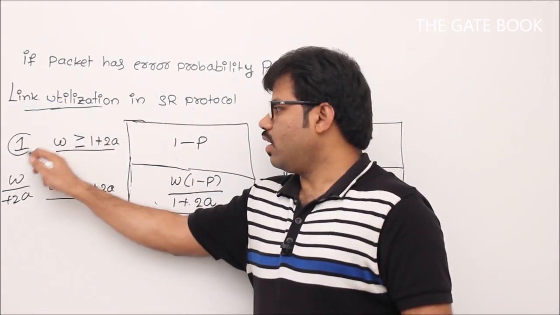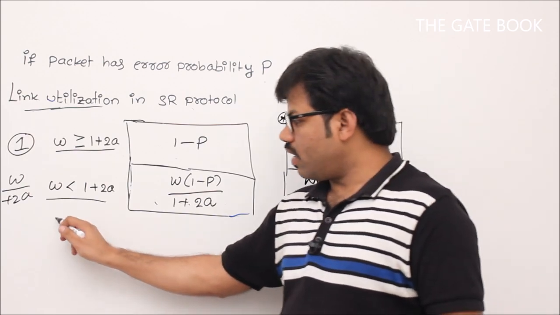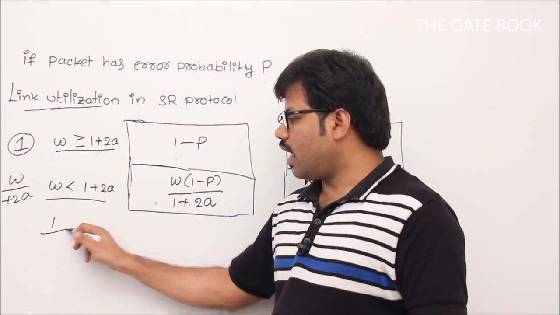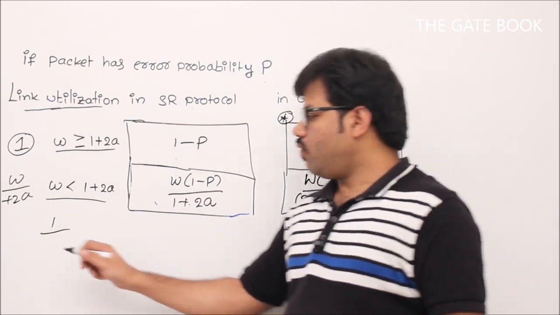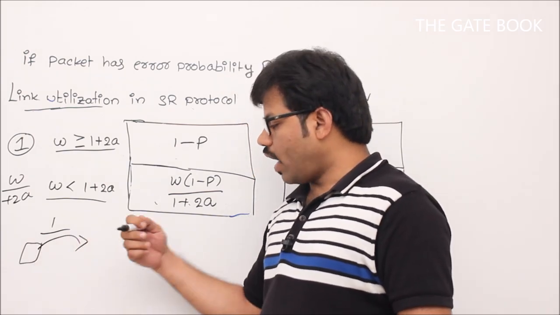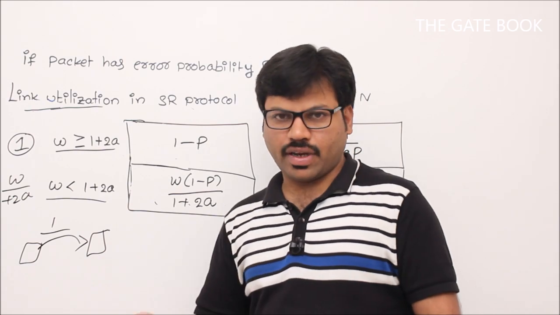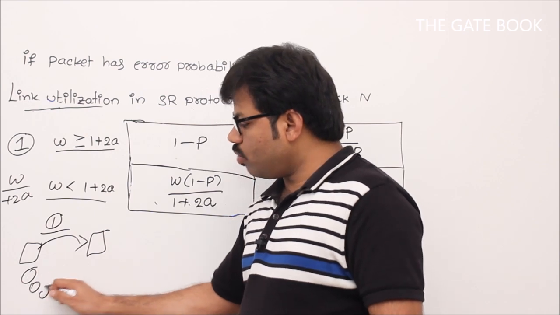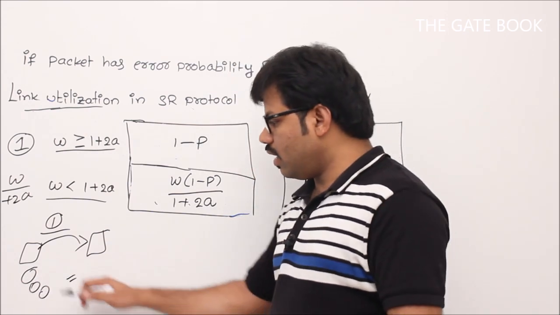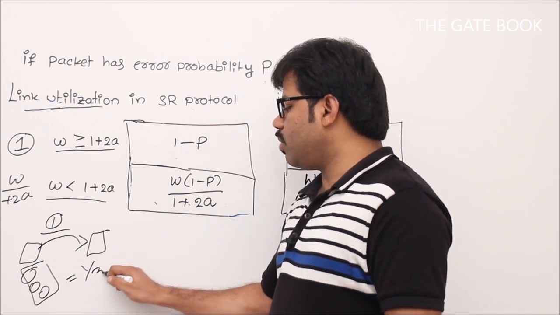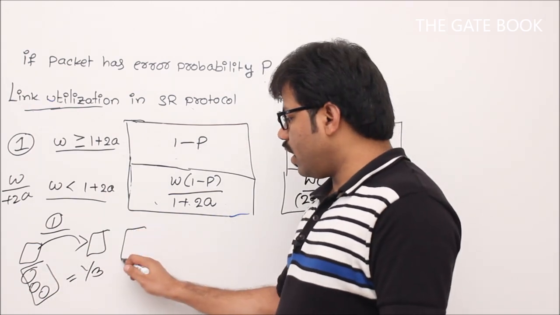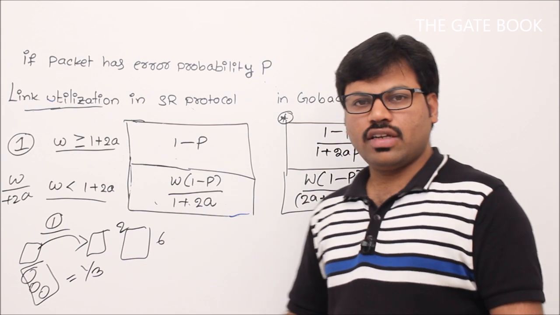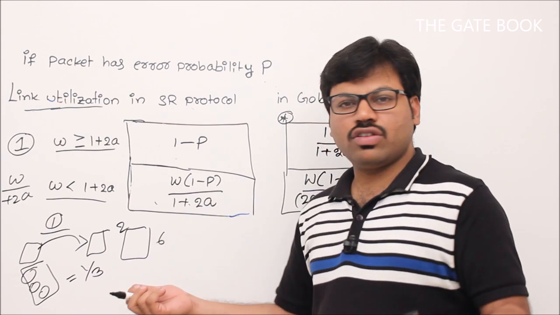Since link utilization is 1 when there is no error, and since you have errors, you are sending a frame again and again, link utilization will be reduced exactly by a factor of the number of transmissions. If you send only one packet, utilization is 1. But if you send two more packets, utilization will be reduced by 3, it will become 1 by 3. Understand? Example, every day you want to study 6 hours, but you are only studying 2 hours, then your utilization is definitely reduced by 3, isn't it?